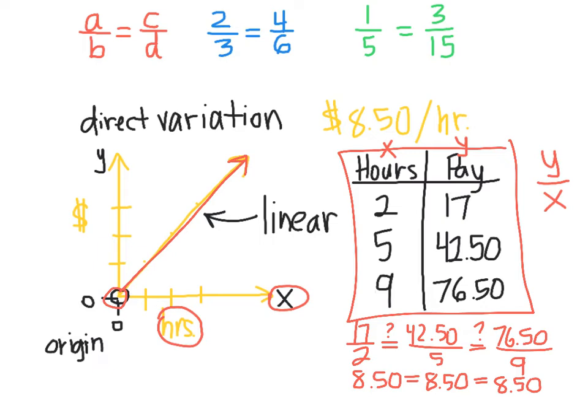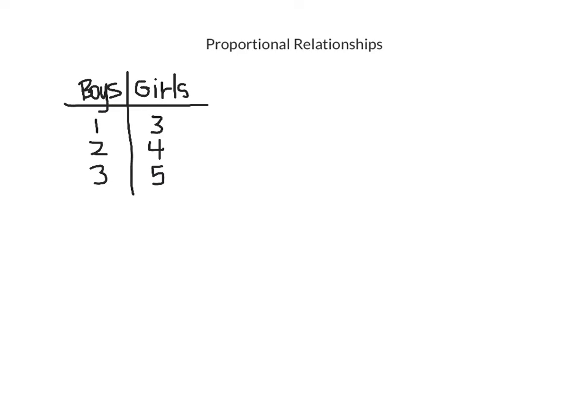And the cool thing is, if this is true, then even though you don't know what the line looks like, you know that the points lie in a straight path and go through 0, 0 because it is direct variation. So in this table, is the relationship between the boys and the girls proportional? Meaning, if we were to graph this, would it be direct variation? This is actually a little true story.